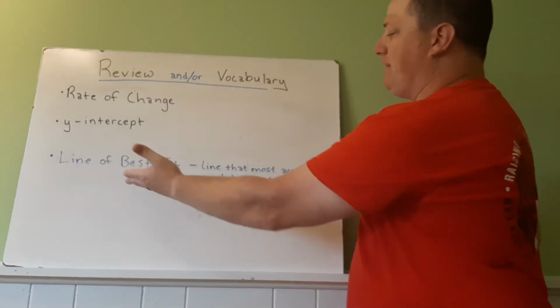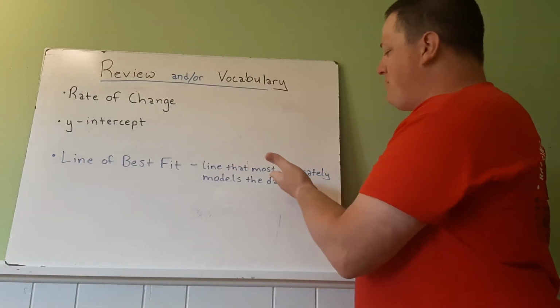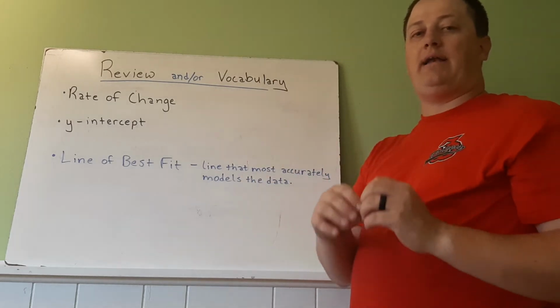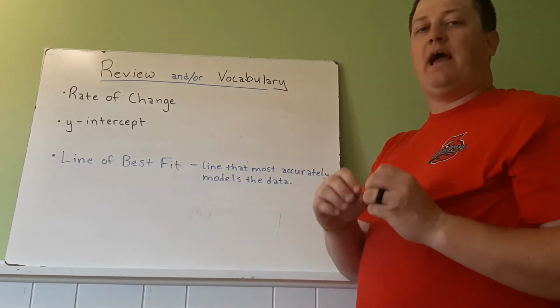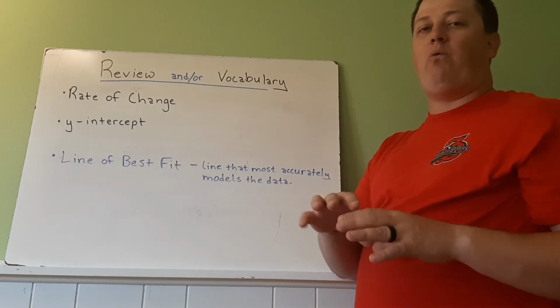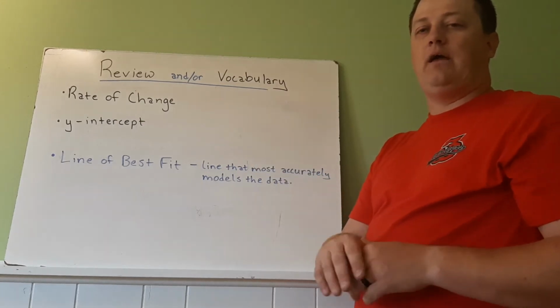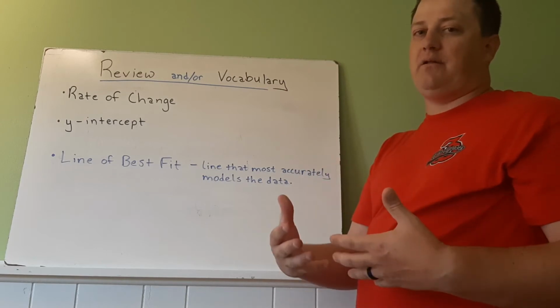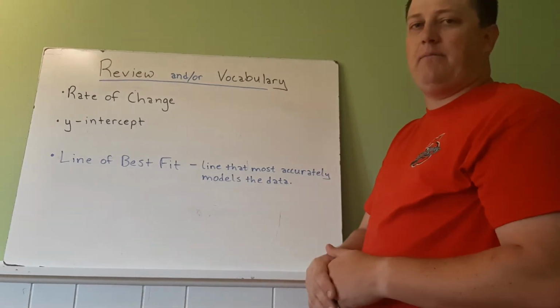Our new one here is line of best fit. Line that most accurately models the data. We're going to have a scatter plot, data all over. We want an estimate of about how does that data look. Because it's not a perfect line, we want a line that estimates it. That's known as our line of best fit.